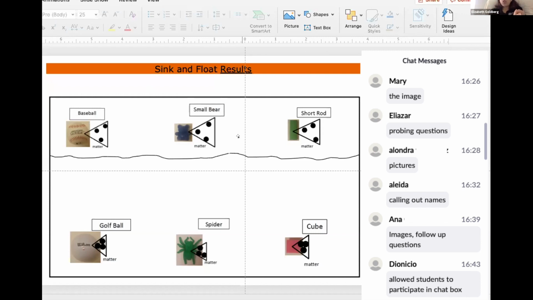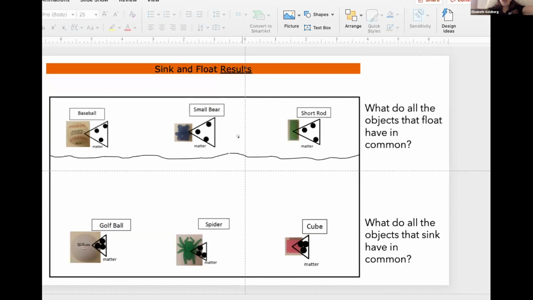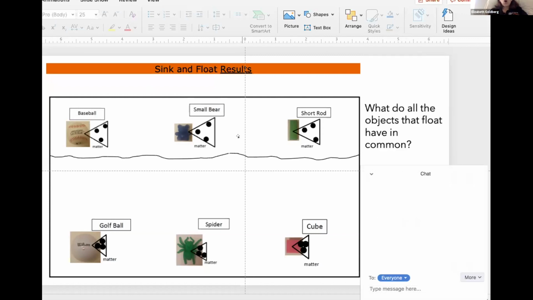You can ask questions. You can ask follow-up questions. You can have people unmute their microphones and speak. And you can also use the chat box feature. One cool thing about the chat box feature is that you can ask a question to everyone, and you can also allow the students to answer to the whole group, which you're doing right now, but you can also have them answer just to you privately, just to the teacher.